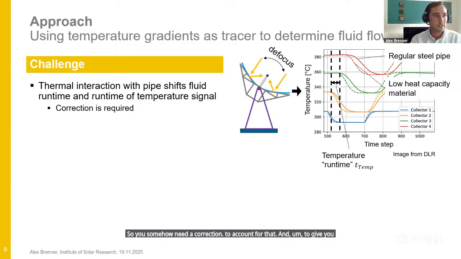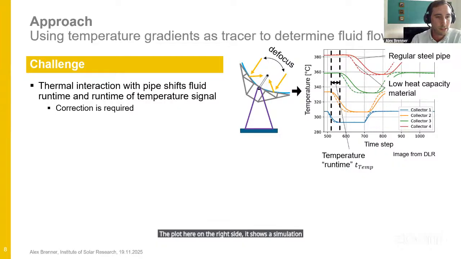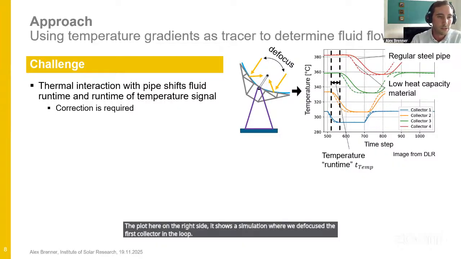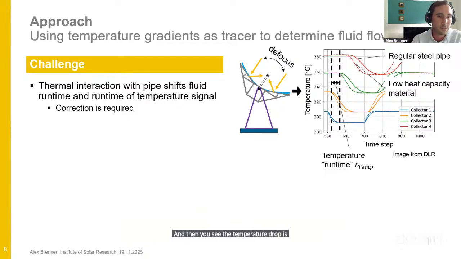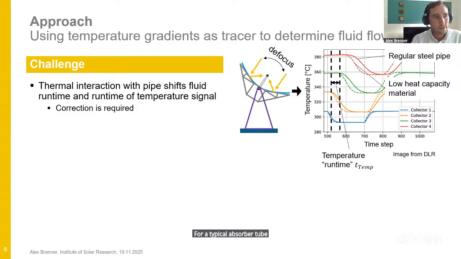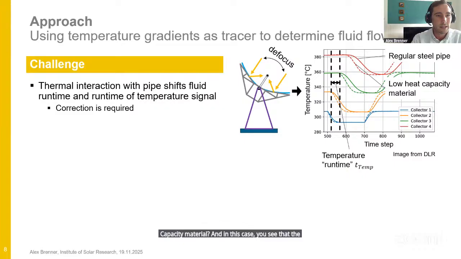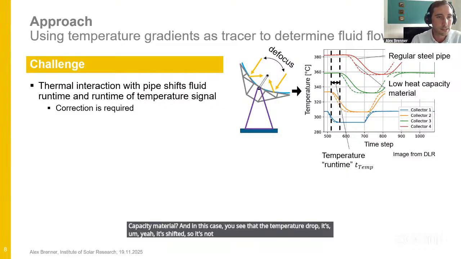And to give you an idea of this challenge, the plot here on the right side shows a simulation where we defocused the first collector in the loop. Then you see the temperature drop is also measured at the other collectors with a short time delay. We call this the temperature runtime. What you also see in this plot is that we have simulated this for a regular steel pipe, a typical absorber tube. And we have also done the simulation for a low heat capacity material. In this case, you see that the temperature drop is shifted, so it's not 100% the same as the fluid runtime. So you need this correction.